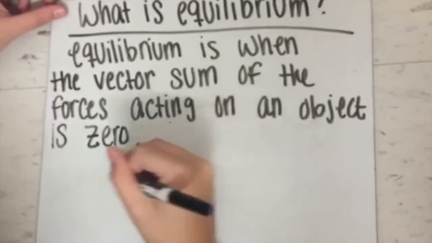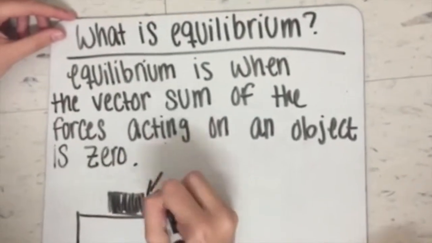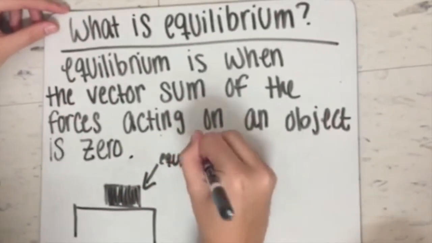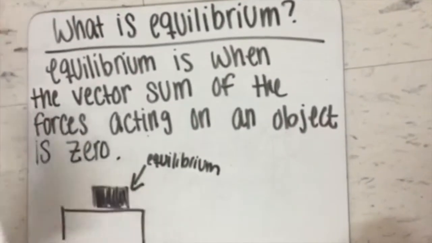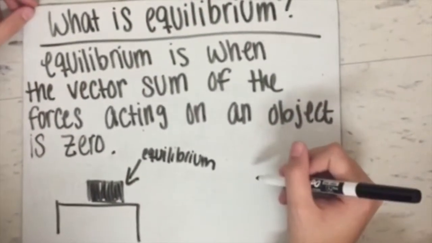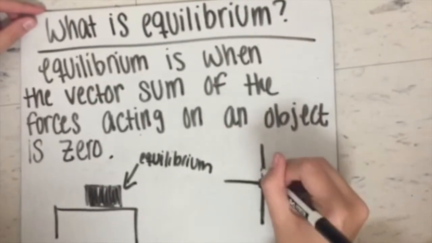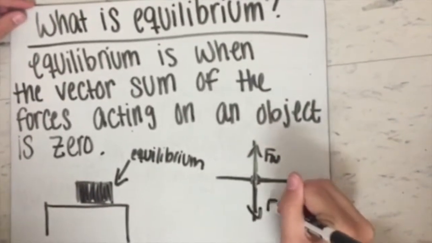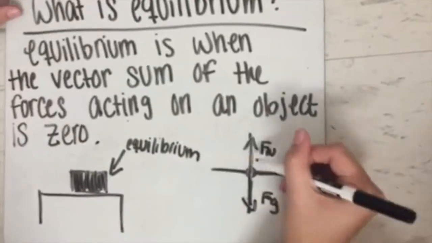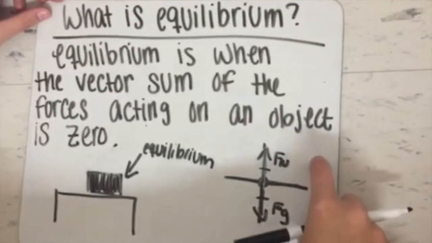Equilibrium is when the vector sum of the forces acting on an object is zero. For example, if a box is sitting on a table, it is in a state of equilibrium because it is not moving, which means all the forces acting on it cancel and equal zero. On an FBD, the forces on the box are the normal force and the gravitational force. Since the box is not moving up or down, that means that the normal force and the gravitational force are equal. Since one is in the negative direction and one is in the positive direction, they cancel each other out to equal zero. There are no forces in the horizontal direction, so you don't have to worry about that.